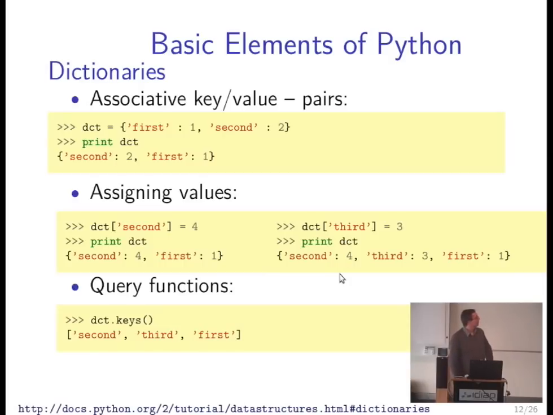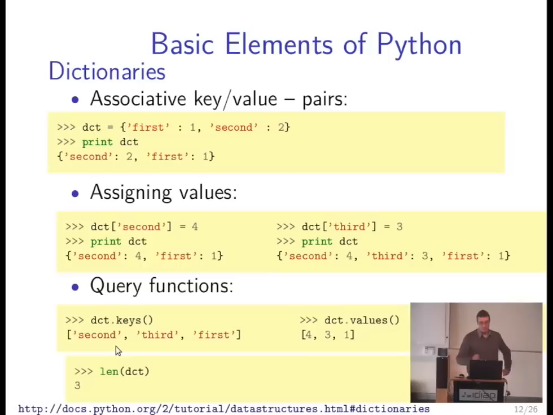And again, the dictionary has some query functions. For example, the keys function, which will return a list of keys. A values function, which will return the list of values. And these two functions use the same order, so you can be sure that the first element in the values belongs to the first element in the keys. And again, we have the length function, which tells you the number of elements.